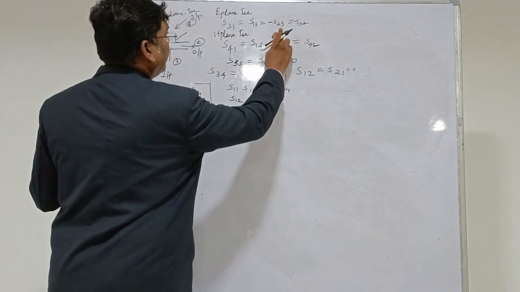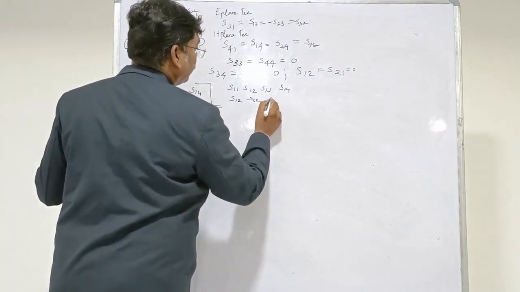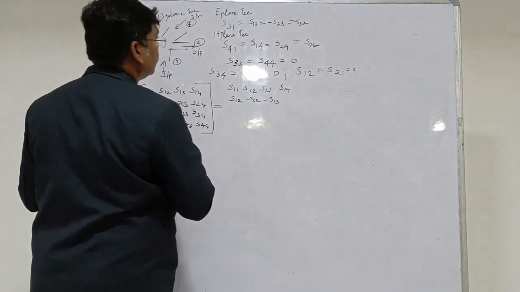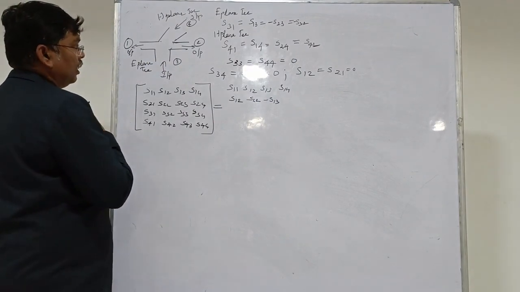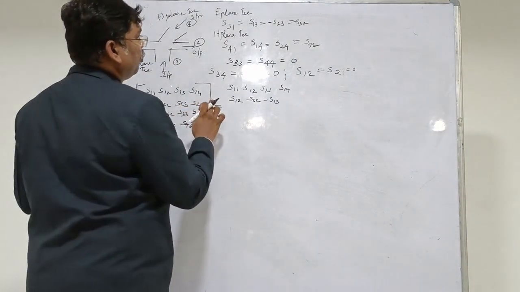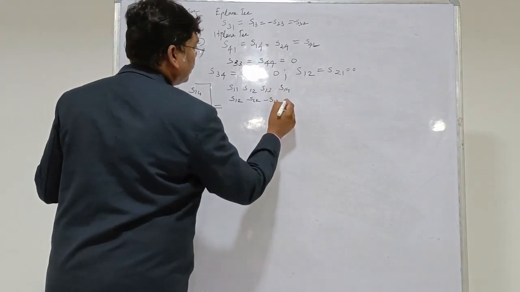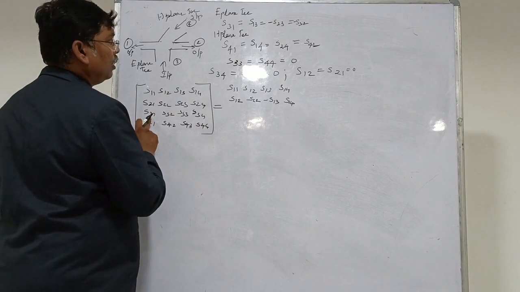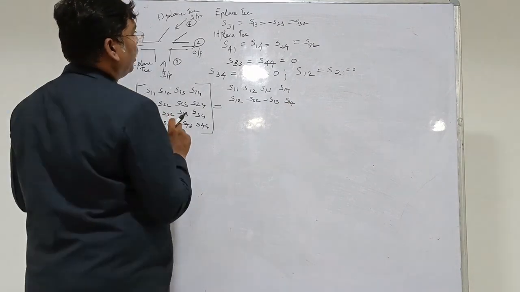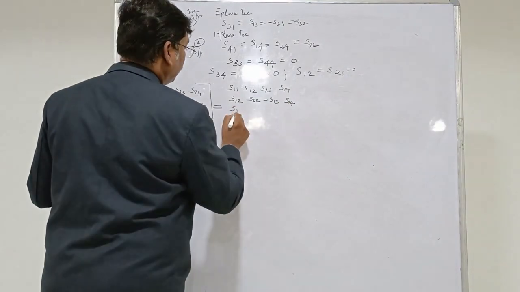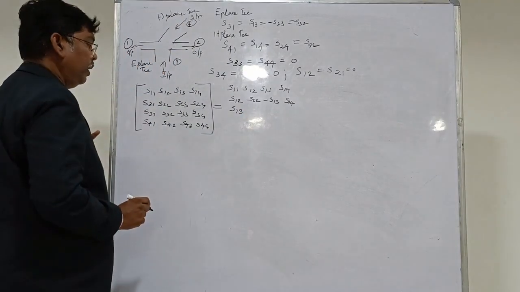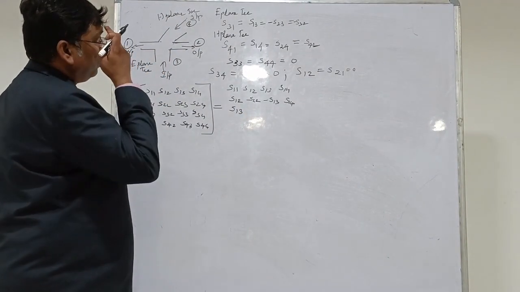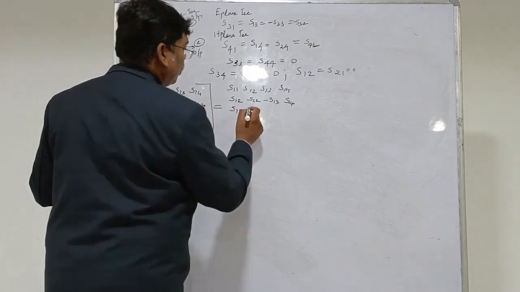This S23 can be written as minus S13. Then this S24 can be written as S14. Then this S31 can be written as S13. This S32 can be written as minus S13.